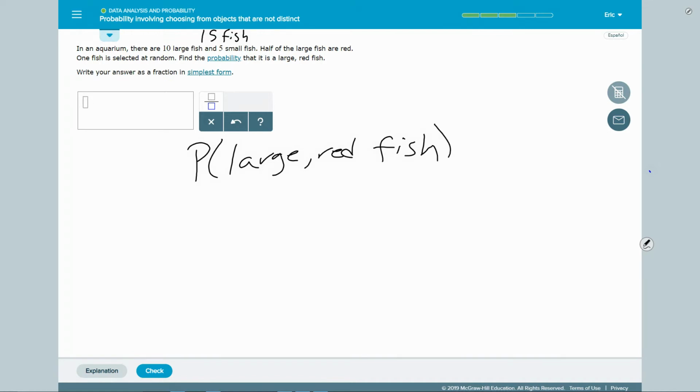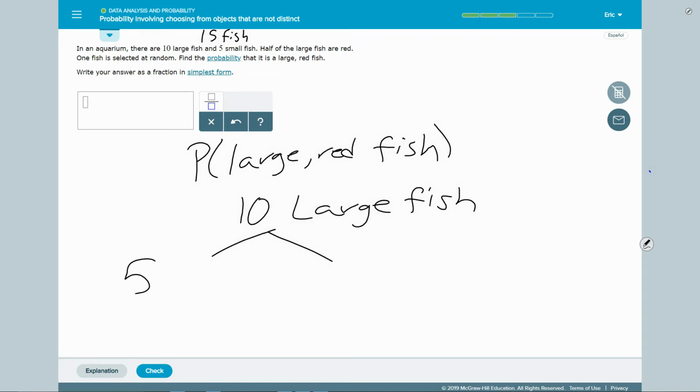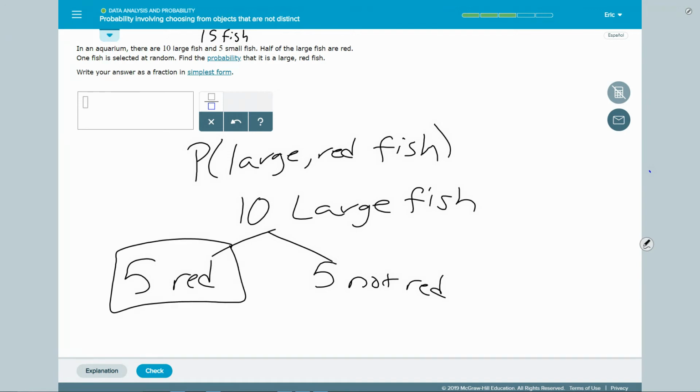This one is just using some math on top of things we know. There are 10 large fish. We know half of those 10 are red. What's half of 10? 5. So we have 5 red and 5 not red. So out of these 5 red large fish, what's the probability that we'll land on that?